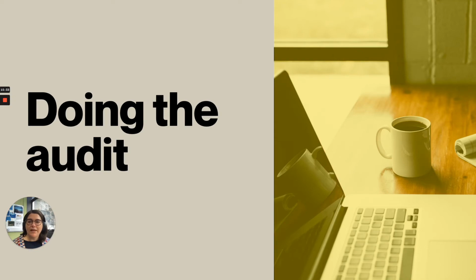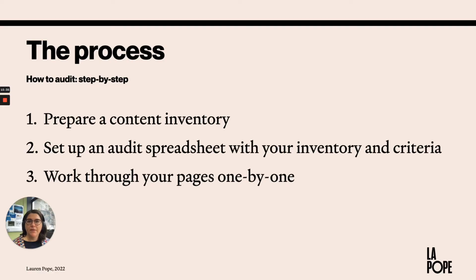Now let's talk about actually doing the audit. This is the process that I would take. I'd start by preparing a content inventory, and we'll talk about that and what it is in a moment. Then I'd set up an audit spreadsheet, which has the inventory of URLs as rows and your criteria as columns. I'd work through all the pages one at a time, reviewing it against the criteria and writing notes as I go.